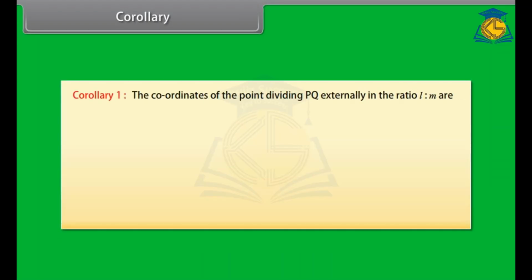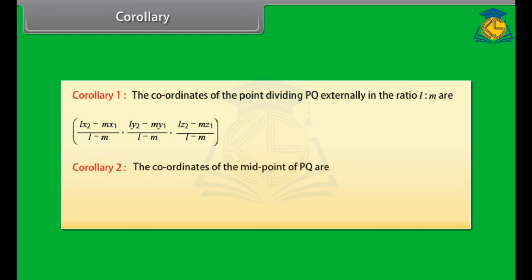Corollary 1. The coordinates of the point dividing PQ externally in the ratio L:M are ((Lx2 − Mx1)/(L − M), (Ly2 − My1)/(L − M), (Lz2 − Mz1)/(L − M)). Corollary 2. The coordinates of the midpoint of PQ are ((x1 + x2)/2, (y1 + y2)/2, (z1 + z2)/2).